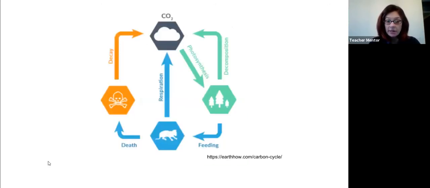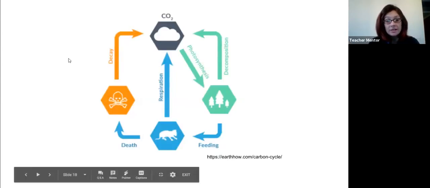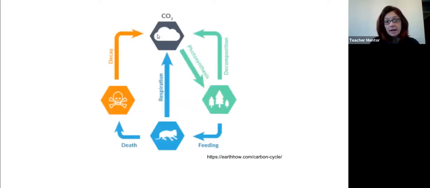Another diagram that I saw, this one is a little less complicated. So if we have CO2 within the atmosphere, carbon dioxide, one carbon atom and two oxygen atoms bonded together gives us CO2. So the CO2 is removed from the atmosphere by the plants through photosynthesis. It's somewhat like breathing in those carbon dioxide molecules.